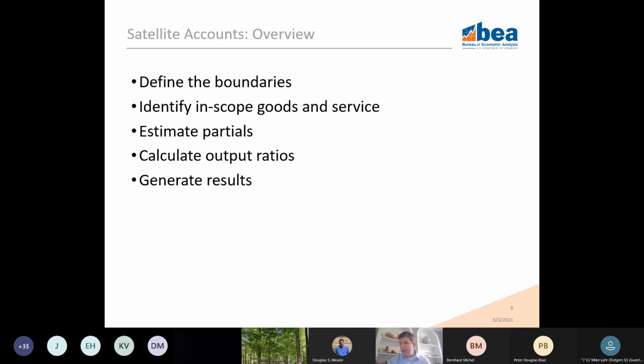So we typically engage experts and stakeholders from outside of BEA to help define the scope of these accounts. For example, for the arts and cultural production satellite account, we worked closely with the National Endowment for the Arts. For the outdoor recreation satellite account, we relied on academics in the field of outdoor recreation economics, as well as input from several other federal agencies that have responsibility for managing outdoor lands for outdoor recreation. So the point is we work closely with others to help define how these accounts should be set up.